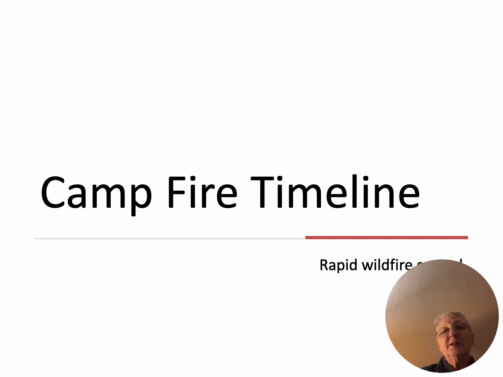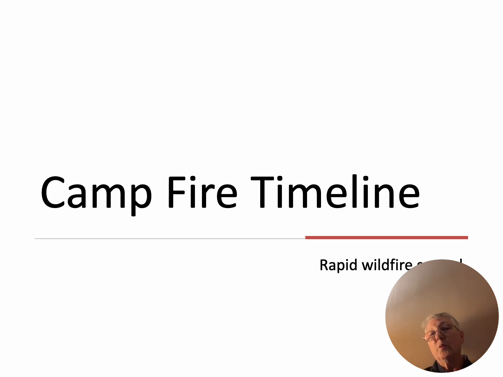So let's talk about the timeline. We already said that the fire spread quickly and many residents only had minutes to evacuate. The evacuation routes became congested as thousands of vehicles attempted to leave Paradise at the same time.